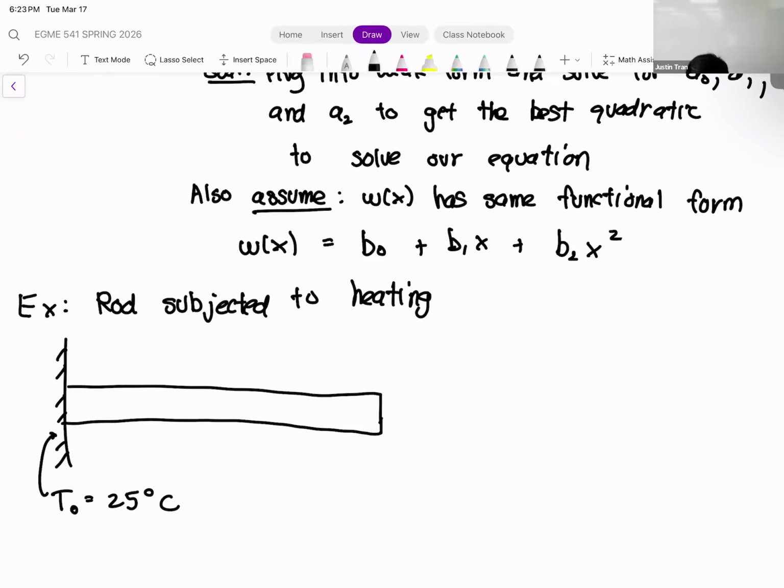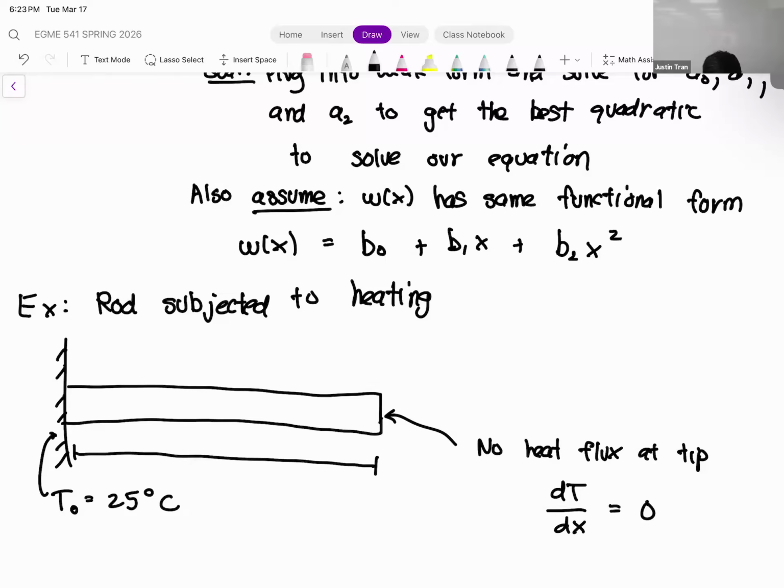And at the other side, we're going to assume that we have an adiabatic tip. What that means is that we're going to have no heat flux at that tip. Essentially that means that the derivative of our temperature is going to be 0. So the length of the fin, let's say it is 5 meters. It's a very long rod, just to make the numbers a little bit more convenient.